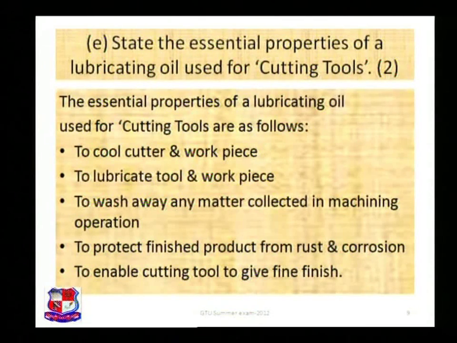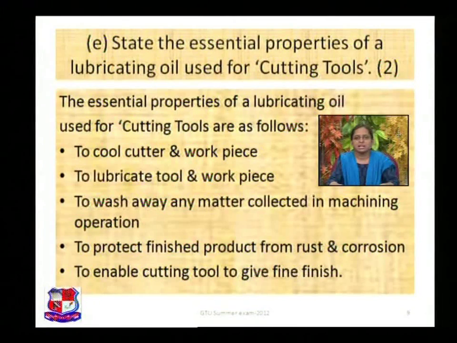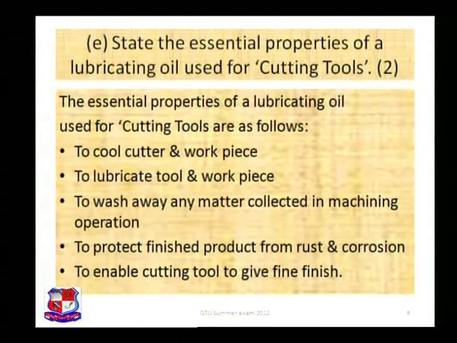The next objective that you can see here: state the essential properties of lubricating oil used for cutting tools. You can see very clearly that the lubricating oil used should cool the cutter and workpiece, lubricate the tool and workpiece, wash away any matter collected in the machining operation, protect the finished product from rust and corrosion, and enable the cutting tool to give a fine finish. These are the essential qualities that your lubricating oil must possess when it is used for cutting tool purposes. So this has to be written when you are attempting the 2 mark objective.